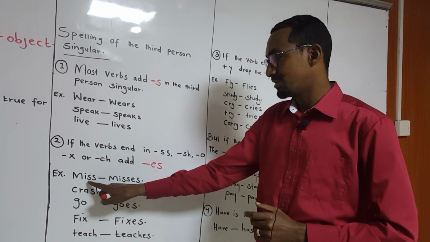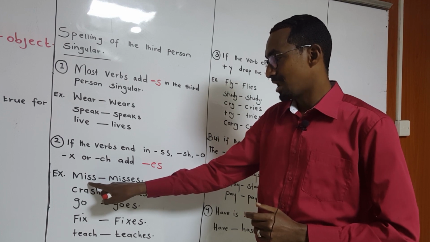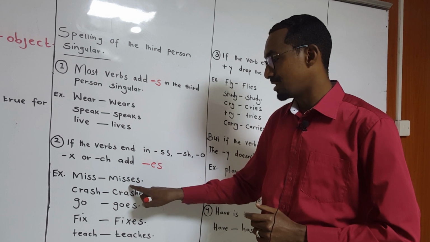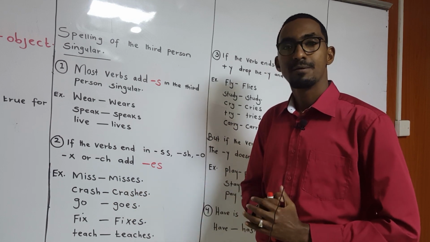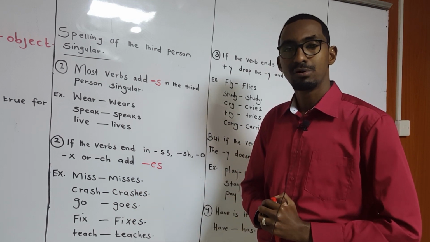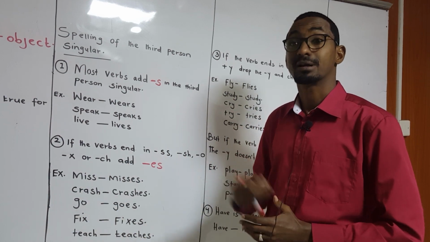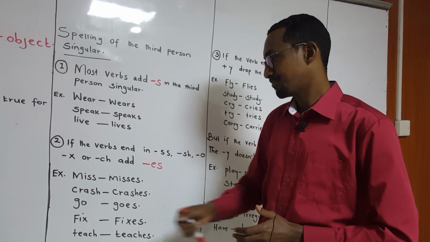Miss, if you look at this verb, it ends in double s. So double s, then you add es, it will become misses. For example, he misses the bus. Every single time.